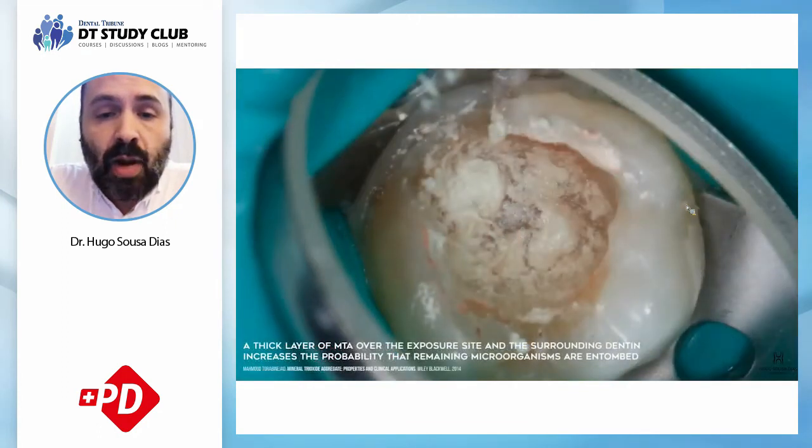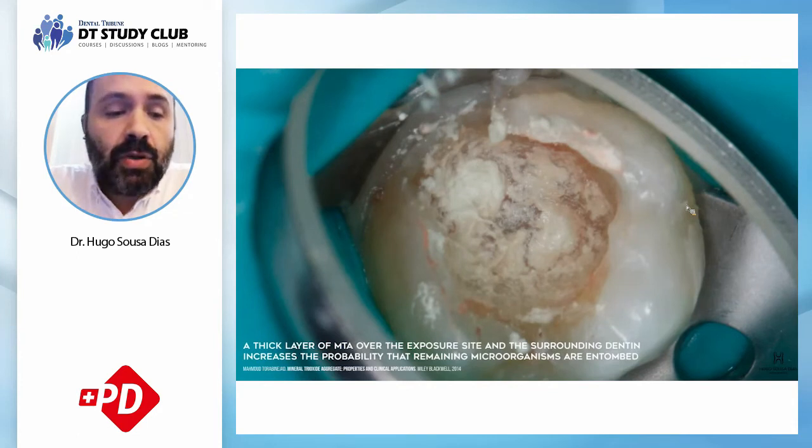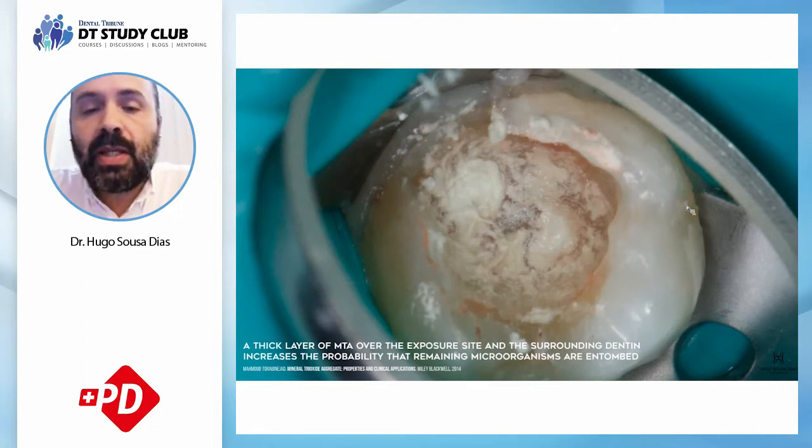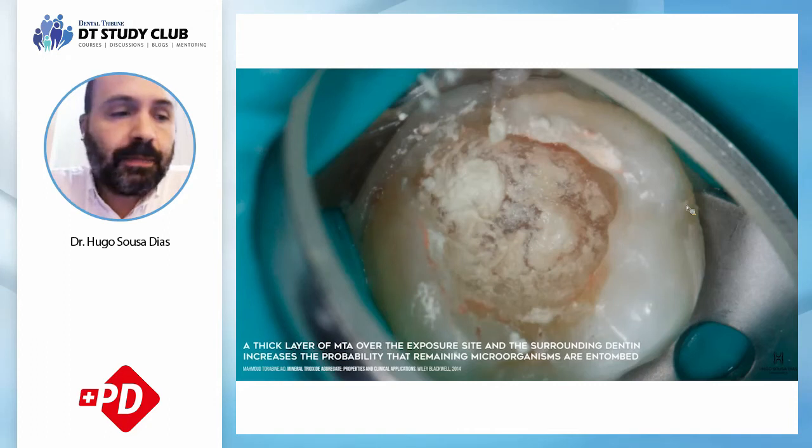After that, when the pulp tissue stopped bleeding, I'm going to put a thick layer of MTA over the exposure site and surrounding dentin. In this way, I'm going to increase the probability that remaining microorganisms can be entombed inside the dentinal tubules.